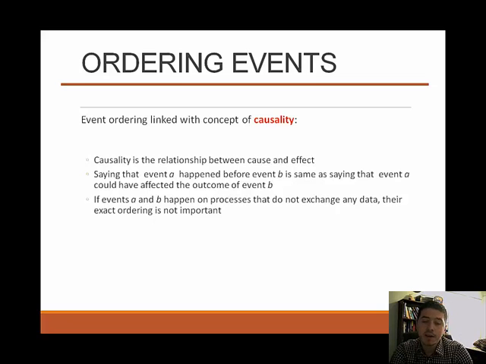For example, saying that event A happened before event B is the same as saying that event A could have affected the outcome of event B, because the output of event A might have some information that affects the input of event B. So that's why they have to be ordered, and we have to know the relationship between them. But if events A and B happen on processes that do not exchange any data, their exact ordering is not important and is outside of the scope of this paper, because if they do not have any relation between them, then we're not interested in seeing how this order happened.